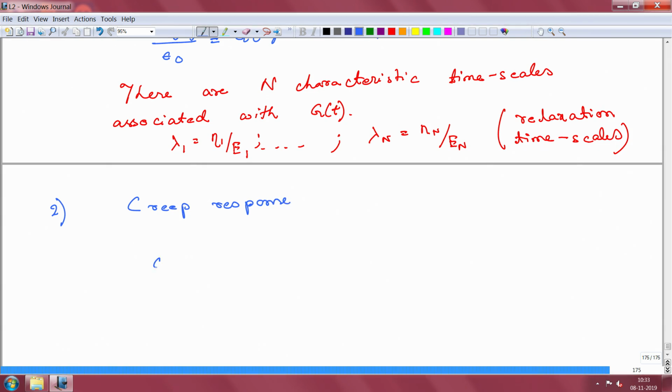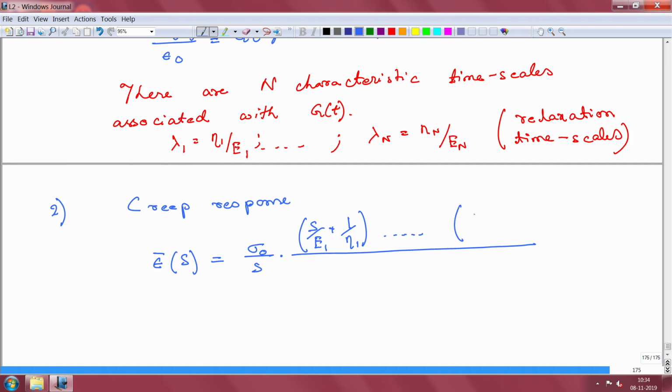In this case you will just have the opposite. You are looking for epsilon bar, the Laplace of the strain, and that is going to be some sigma naught by s, and the numerator and the denominator will be flipped this time. So, you have on the numerator s by E1 plus 1 by eta 1 and all the way till all your n multipliers, and on this side you have this q 0 plus all the way till q n s n.